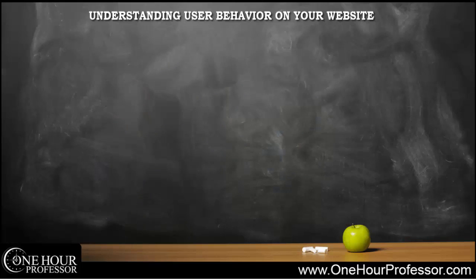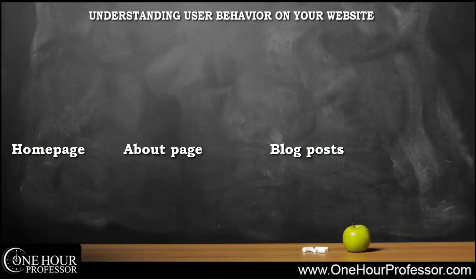in from the home page, they went to the about page, they went to this blog post, and then they left. And then another data set will say that they went to the blog page, they went to the home page, and then they left. So you can actually tell behavior flow as well and understand what people are doing.